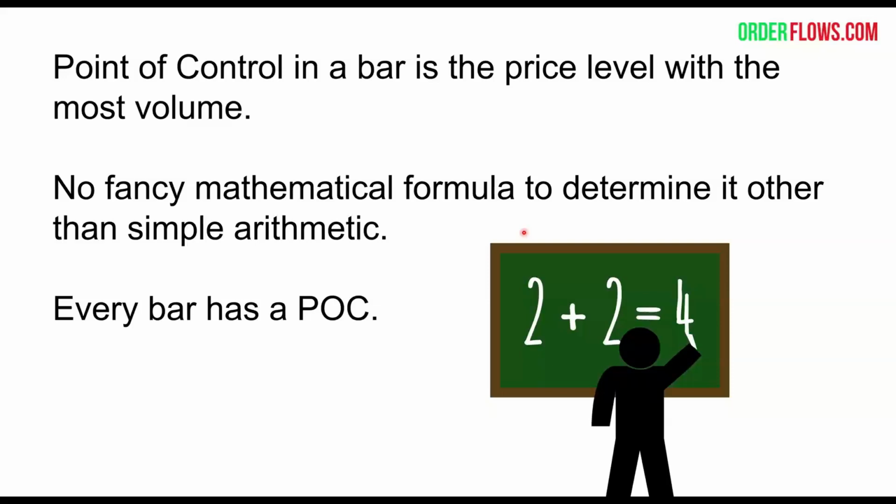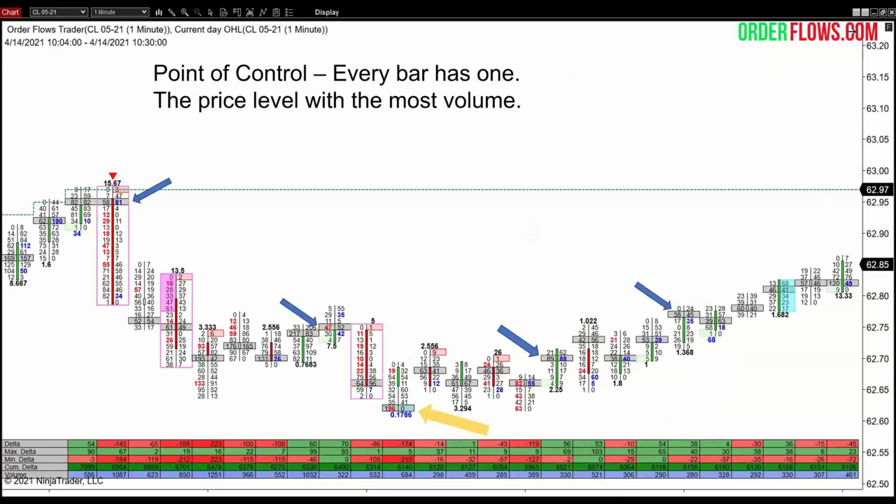Now, there's no fancy mathematical formula to determine it other than simple arithmetic, right? You're looking at the volume that was traded on the bid at a price, and the volume traded on the offer at that same price. And if that price level has the most volume in your bar, whether you're using a minute-based bar, volume-based, or tick-based, however you're forming your bar, there's always going to be one price level with the most volume, and that is your point of control, right? And on a footprint chart, you're going to see a rectangle put around those price levels. Every bar has one.